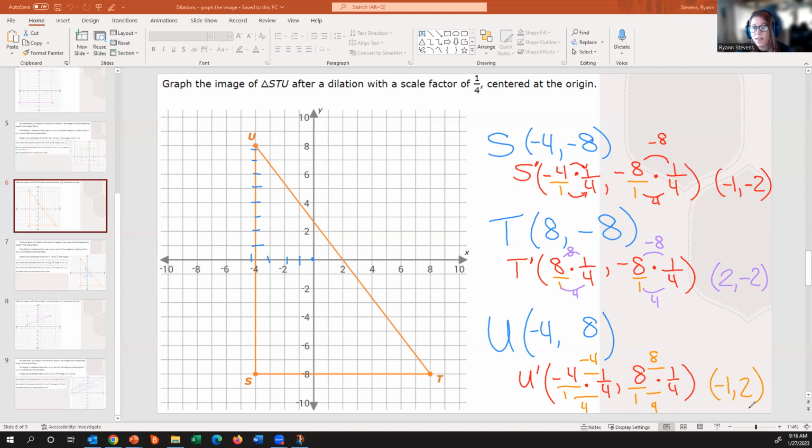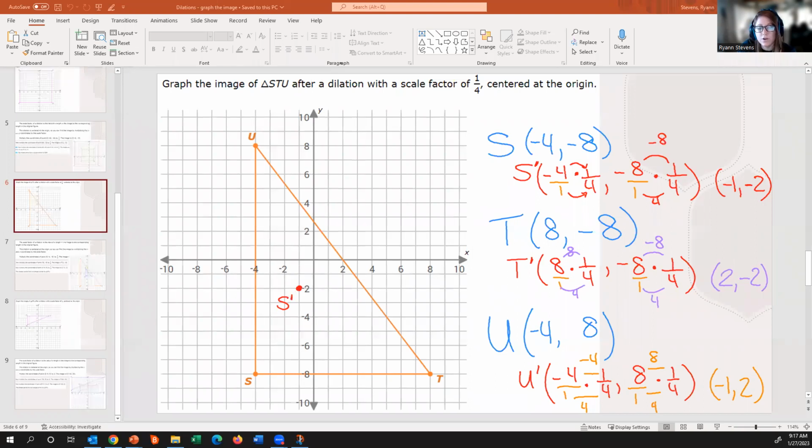So now we have all of the points of our image, and so we can go through and we can graph this. So we'll start with S. So S is at -1 and then -2. So we're going to start at the origin. We're going to go over left to -1. We're going to go down to a -2. And this is going to be S.